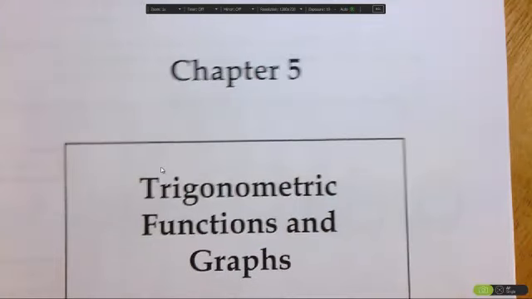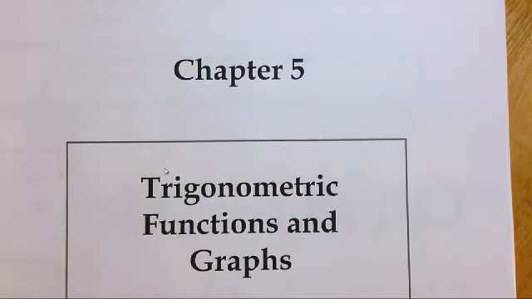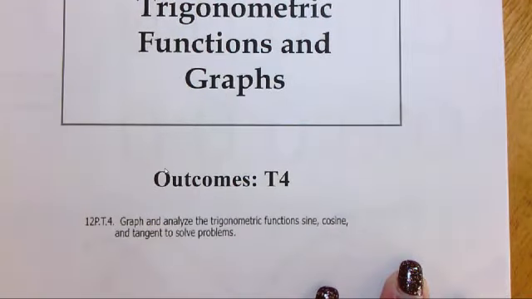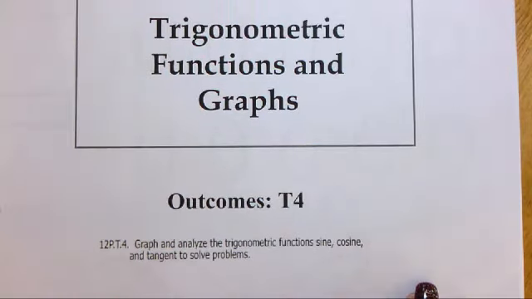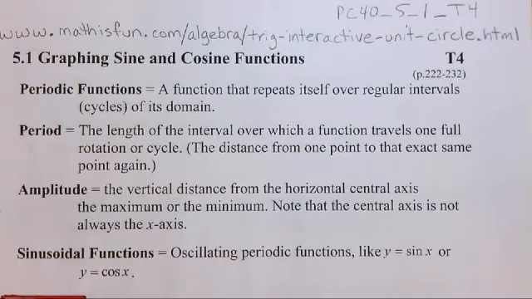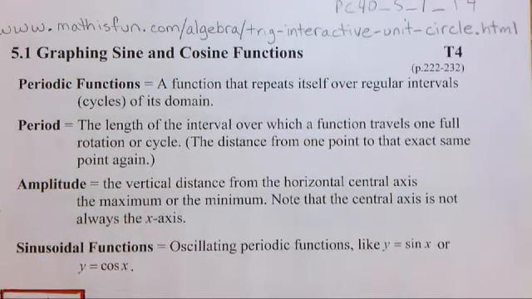So here are the notes. It's chapter 5, trig functions and graphs, outcome T4. This whole booklet is all of outcome T4. Now, that's the website, that's the URL that I was just at, so you can take note of that and go there.